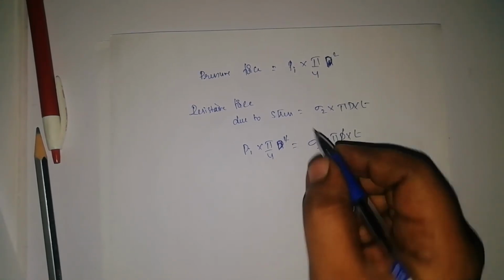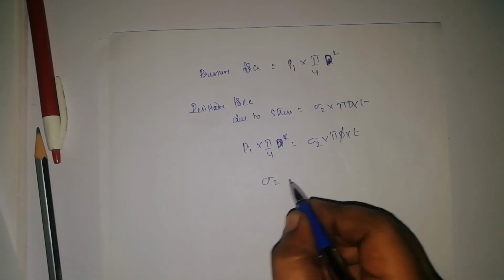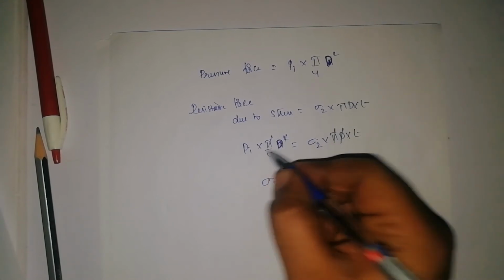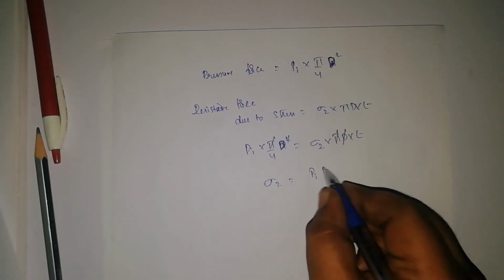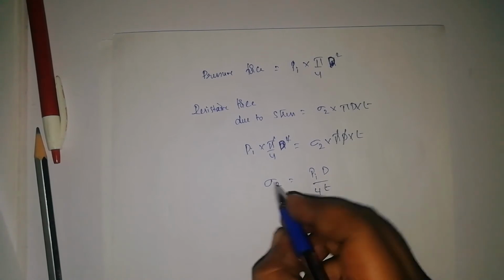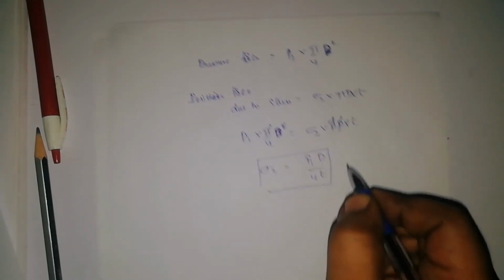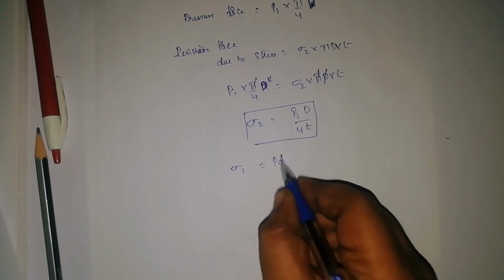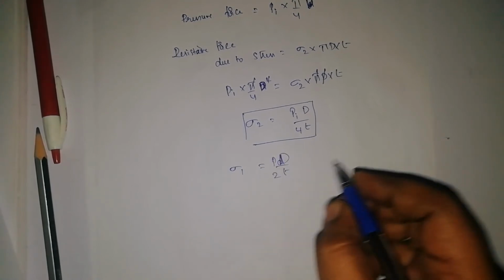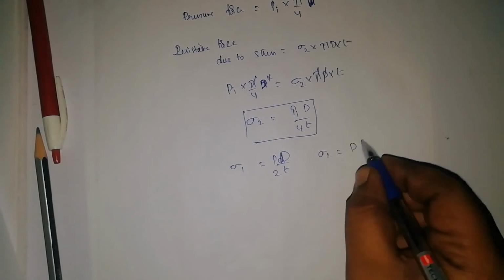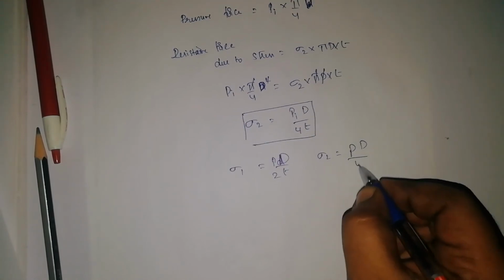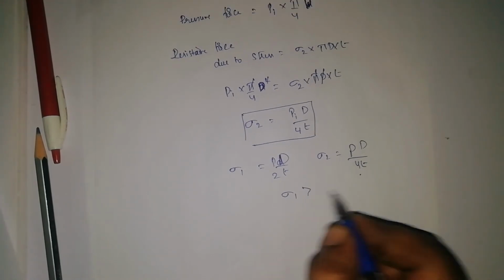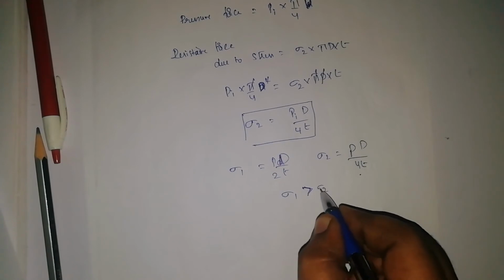So, this d gets cancelled. So, sigma 2 will become, this pi cancels, P d divided by 4t. So, if you see, sigma 1 was P capital D divided by 2t, sigma 2 is P d divided by 4t. Since the denominator is greater, sigma 2 will be smaller than sigma 1.